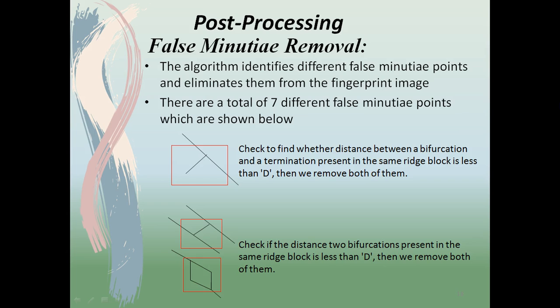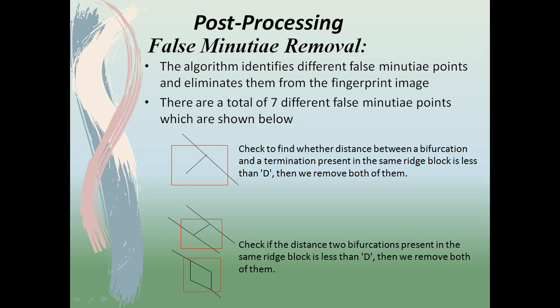The first one is basically a straight line with an edge. The algorithm for that checks whether the distance between a bifurcation and a termination present in the same ridge block is less than D, which is the inter-ridge width. Then we remove both of them. This condition checks for the first false minutia point.